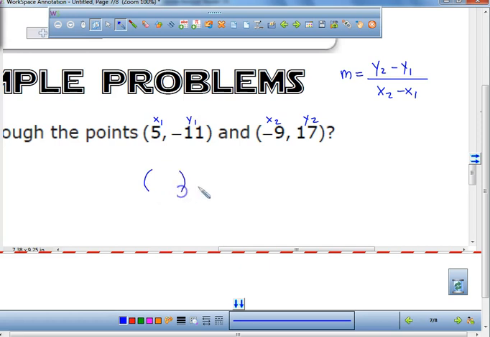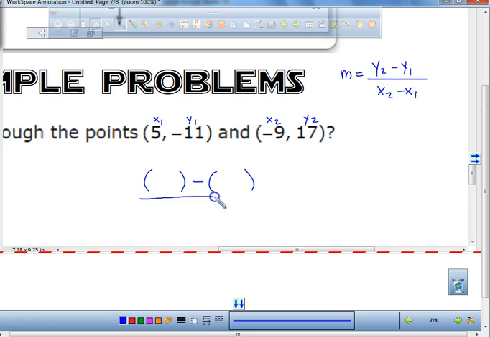I will set it up. I will do an open set of parentheses minus an open set of parentheses over another open set of parentheses. And then I'm going to label it. I'm going to take some time and label it. y2 minus y1 over x2 minus x1. This is what my slope will equal.